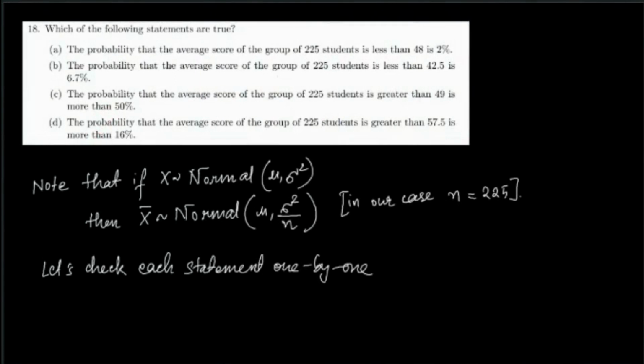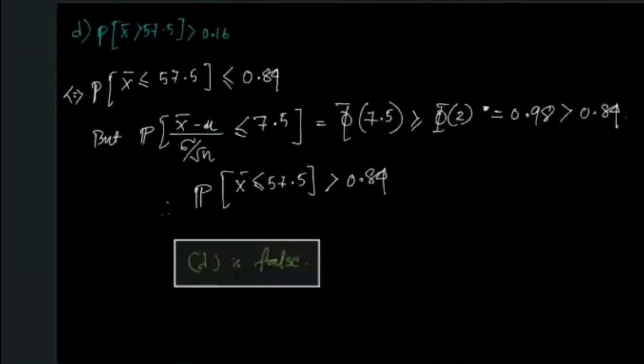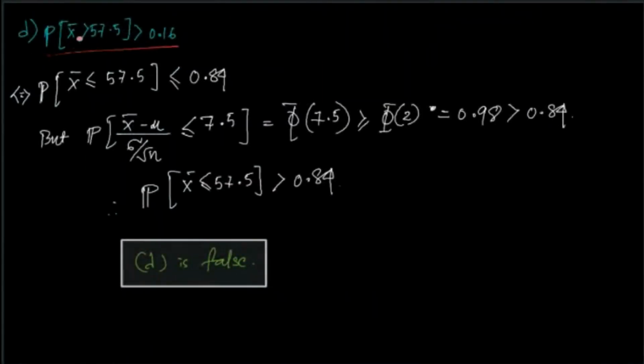Going to the last statement, which is that the probability that the average score is greater than 57.5 is more than 16%. So it's the probability that x bar is greater than 57.5 is greater than 0.16. Again, take its complement: the probability of x bar less than or equal to 57.5 is less than or equal to 0.84, because you're subtracting from 1, so the sign changes. So I'm saying that this probability is bounded above by 0.84.